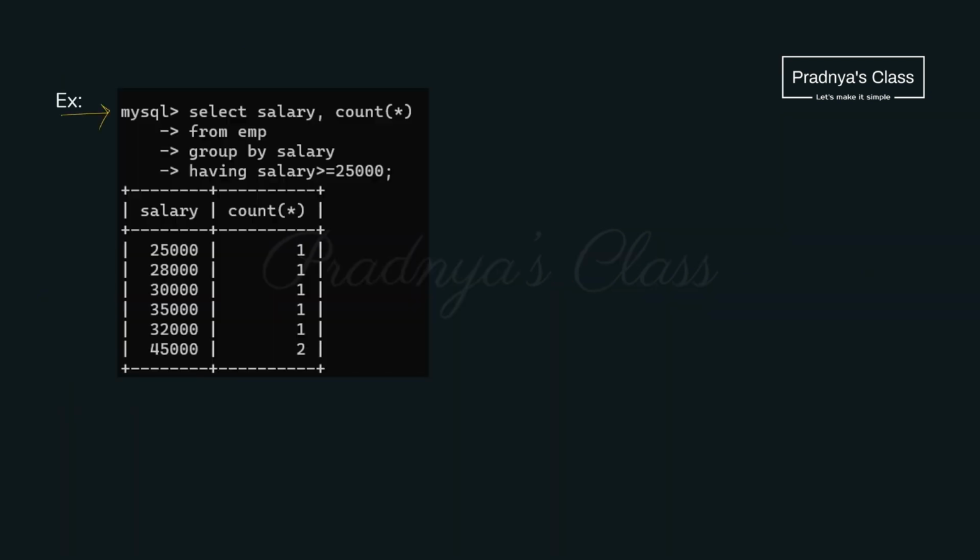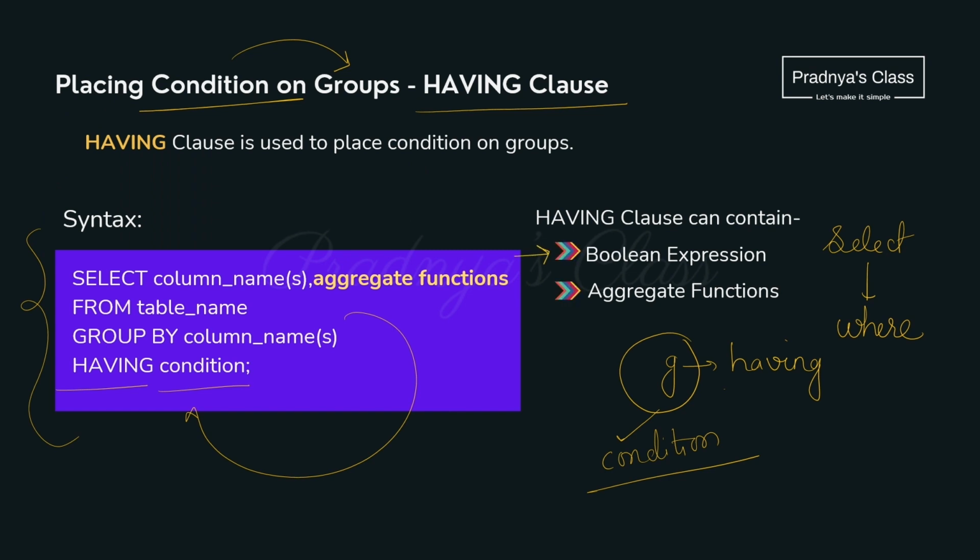Let's consider this query. We are grouping based on salary, but the grouping will be done based on this condition. What's the condition? The salary should be greater than or equal to 25,000. Now look at the output of this query. The first salary is 25,000. All the displayed salaries are greater than or equal to 25,000. So based on condition, we did grouping. With that example, we saw how to write Boolean expression along with having clause.